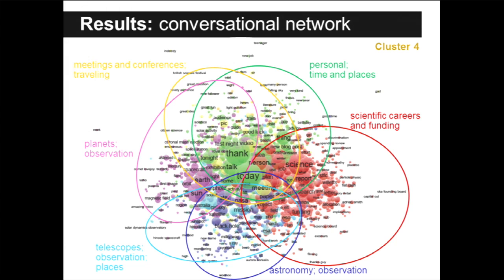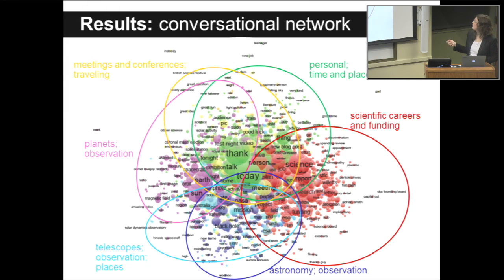When we look at cluster 4 more closely, you see that again in this whole cluster there are different terms used and different topics discussed. Here's the scientific careers and funding area. This seems to be a little more personal, about what they're doing at different times of the day. Meetings and conferences, and it seems like traveling to those meetings is discussed frequently. And then you have something general about planets and observations, telescopes, and very specific astronomy terms.